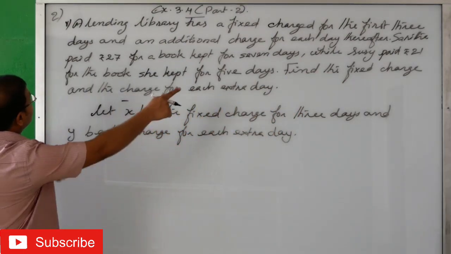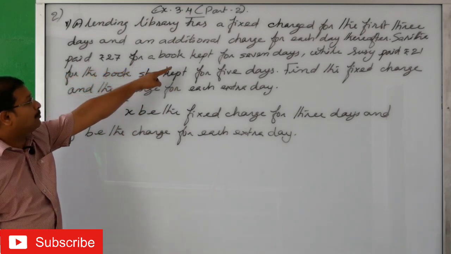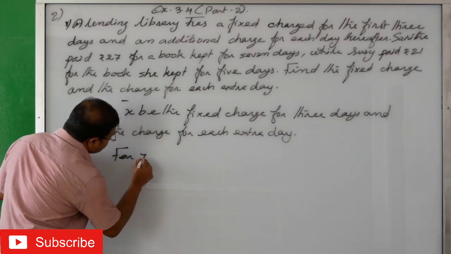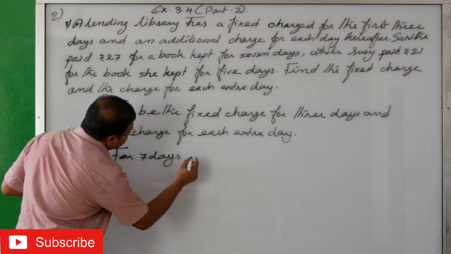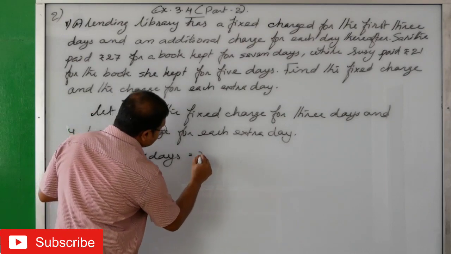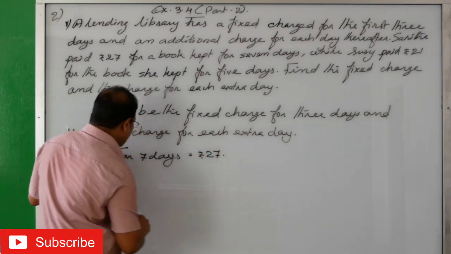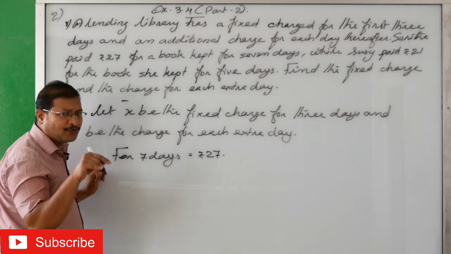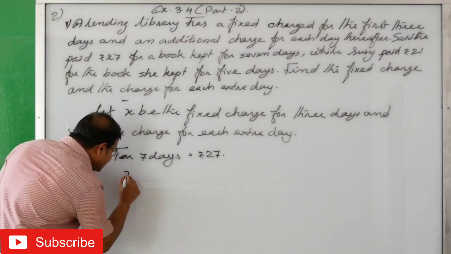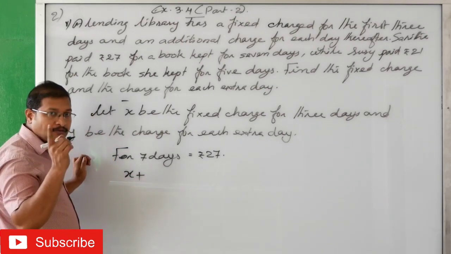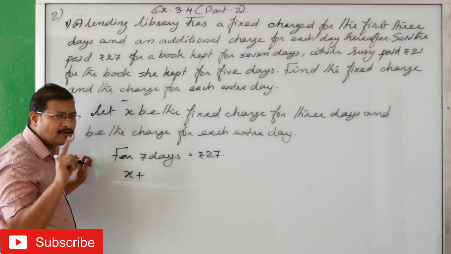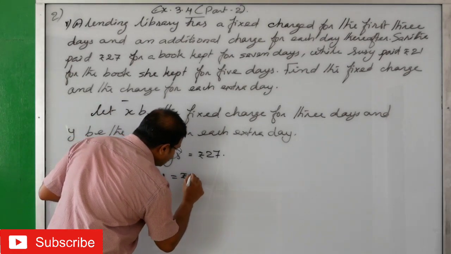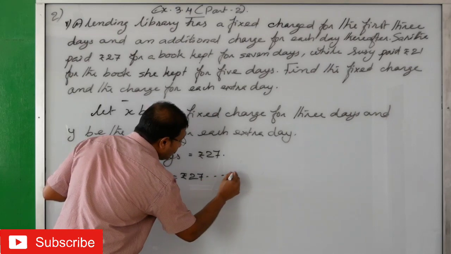See, after that, Sarita paid rupees 27 for a book kept for 7 days. For 7 days, Sarita, how much she paid? Rupees 27. But we know that 7 days means 3 plus 4, that is 7, isn't it? But 3 days means x plus. Balance 3 plus, how much will be 7? 4. That means x plus 4 into y will be rupees 27. That is equation number 1.